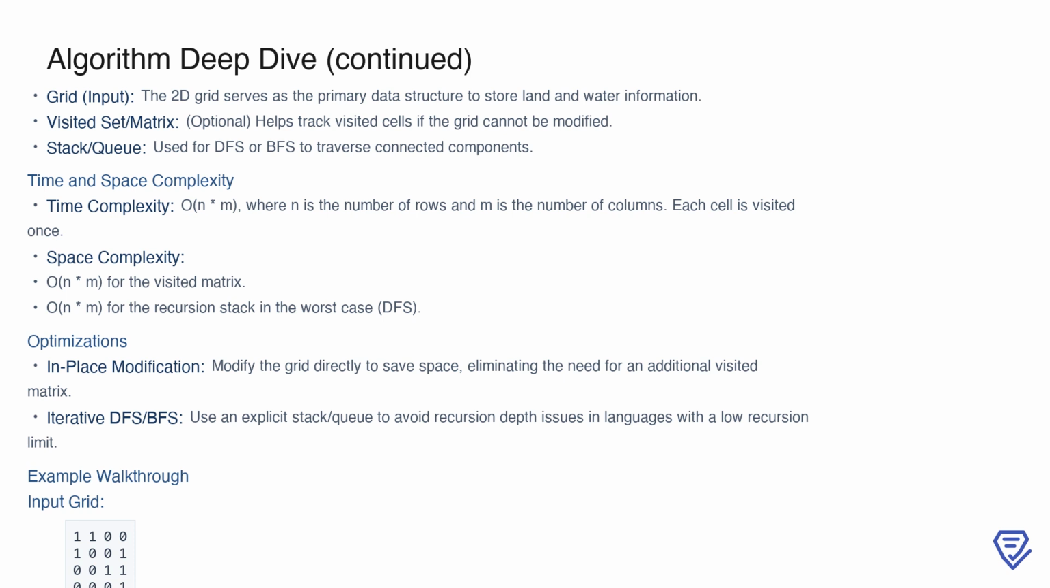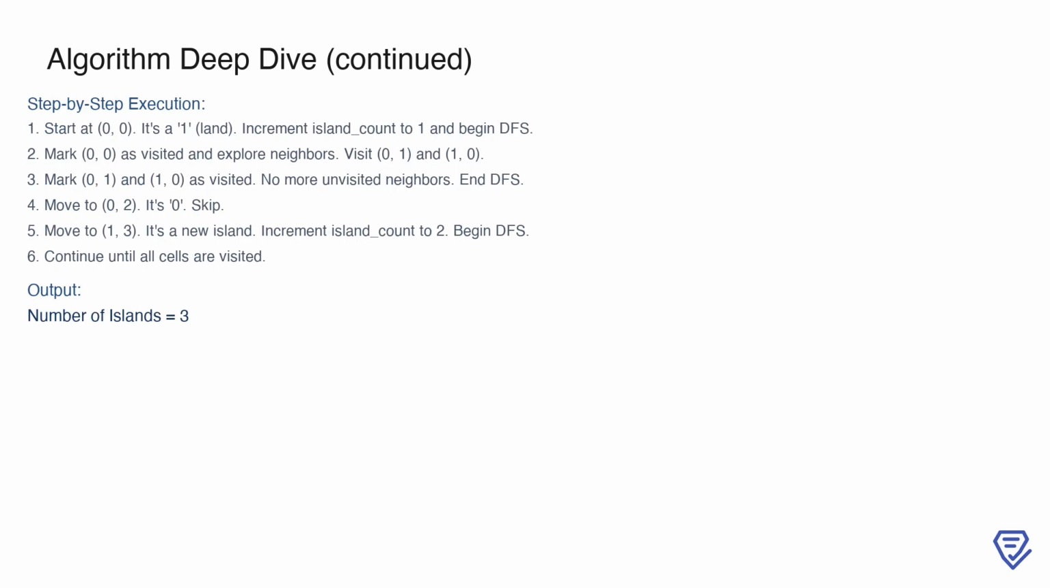To illustrate this algorithm, consider the example grid shown here. In the example, we start at the top left cell, which is 0, 0. Since it's a 1, we increment the island count to 1 and begin a depth-first search. During the DFS, we mark 0, 0 as visited, then explore its neighbors. We visit 0, 1, and 1, 0, marking both as visited. Once all connected cells are processed, we finish the DFS for this island.